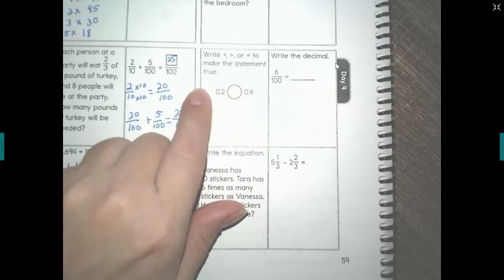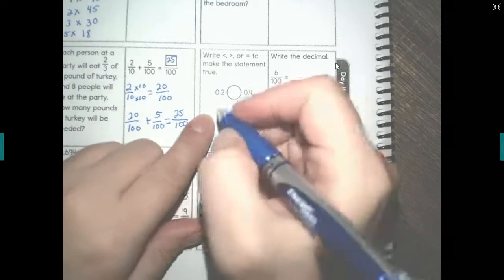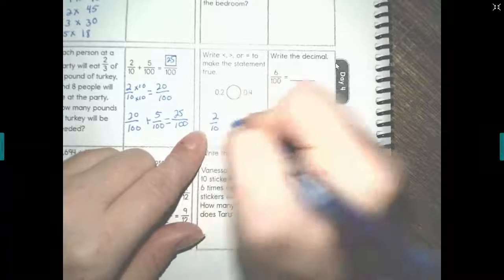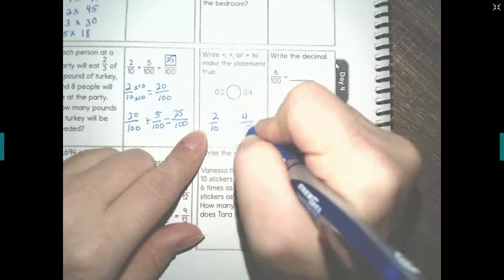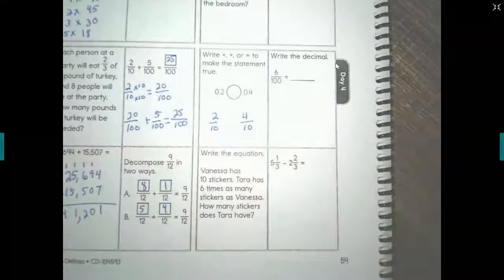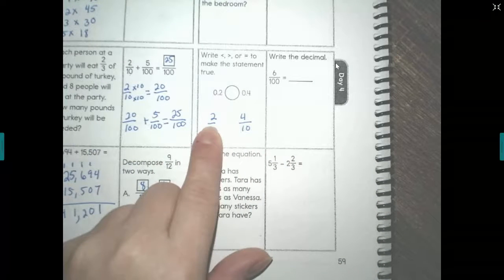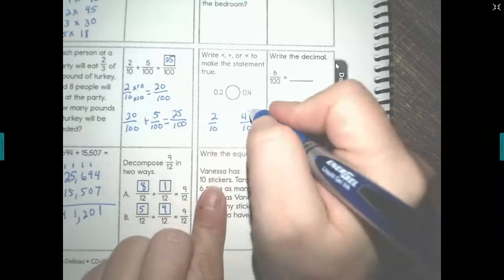Let's look at our decimals, okay? We have 2/10 and 4/10. I'm going to rewrite these as fractions since that's what we've been doing, 2/10 and 4/10. And you might be able to tell which one's greater by doing it this way. If I have 10 pieces and I shade in 2, and I have 10 pieces and shade in 4, which one has more shaded? You can also think about this as the butterfly method.